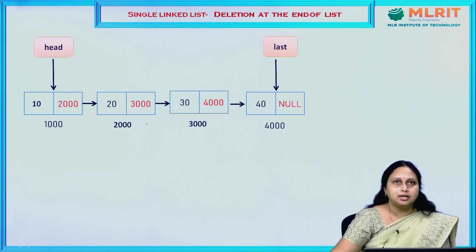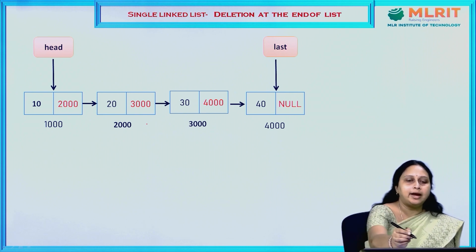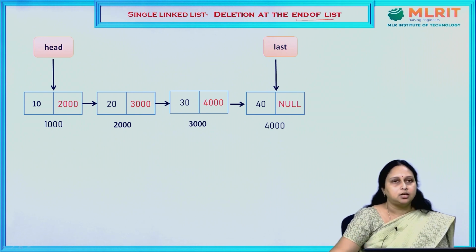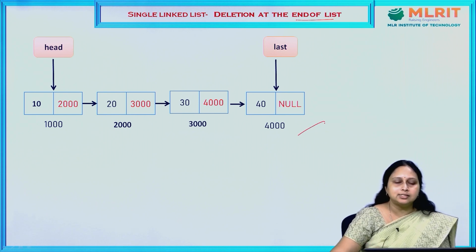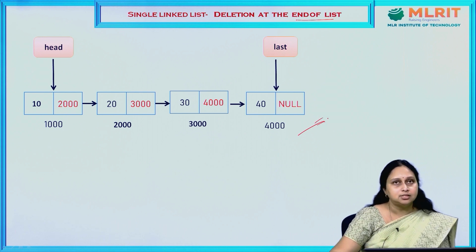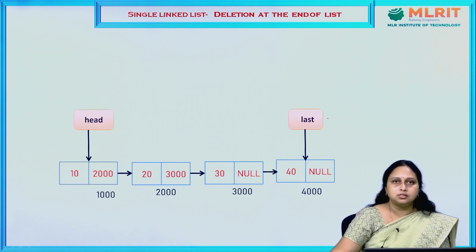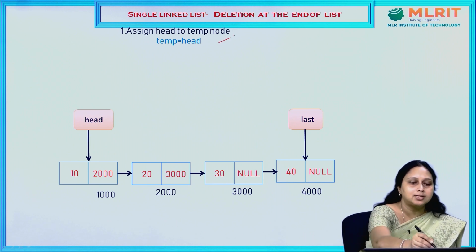Now let us see the next operation in single linked list deletion, which is delete a node at the end of the list. Let us consider a single linked list with 4 nodes, and we need to delete the last node in the single linked list. How are we going to do this? This is a single linked list with 4 nodes. Now what are the steps required to delete the node at the end of the list? First we need to initialize temp equal to head.